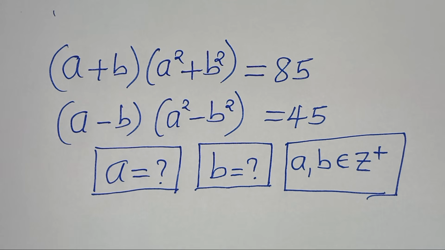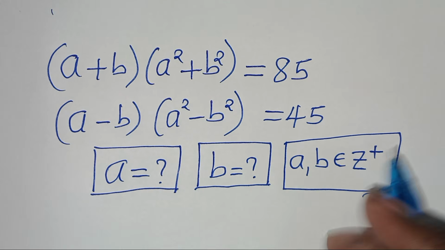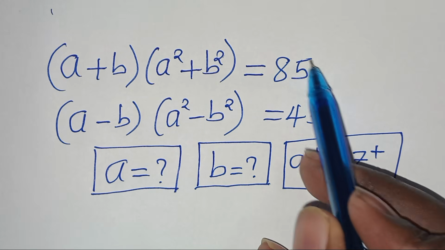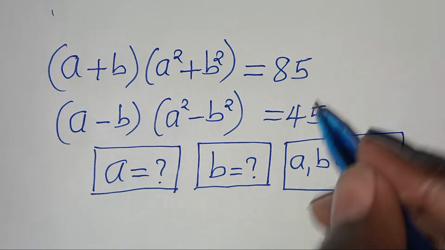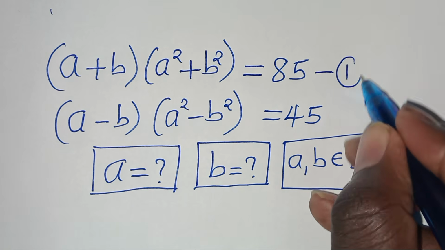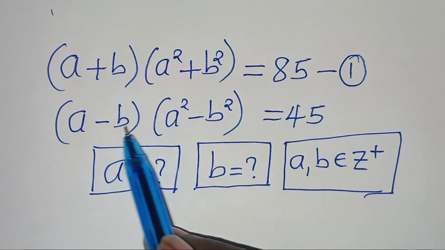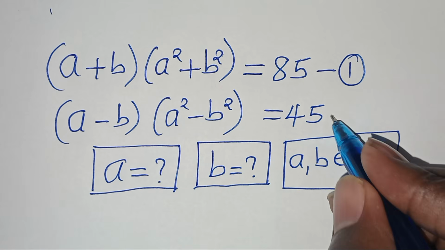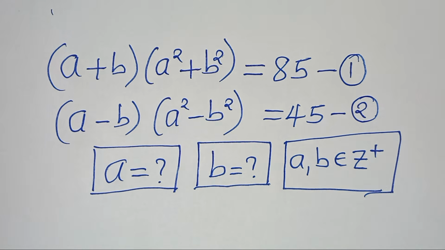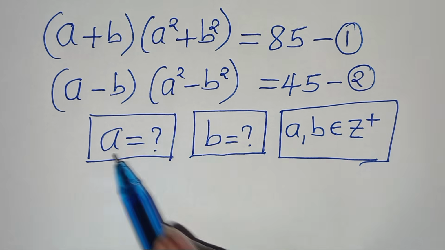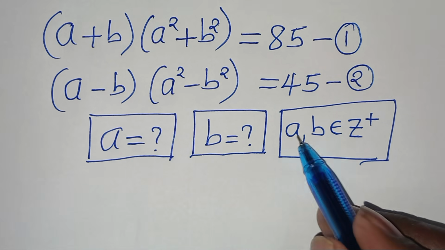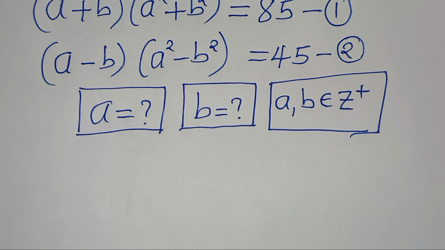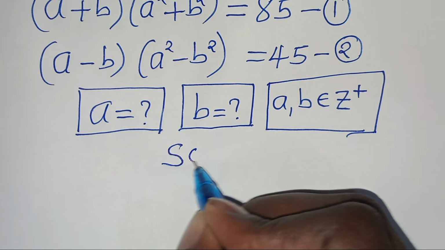Hello everyone, you're welcome to solve this nice algebra problem, which is (a plus b) multiplied by (a squared plus b squared). This is equal to 85. So let's call this equation 1. Then we have (a minus b) multiplied by (a squared minus b squared). This is equal to 45. So we can call this equation 2. So what is the value of a and what is the value of b? Given that a and b are elements of positive integers. Now let's provide a solution from here.